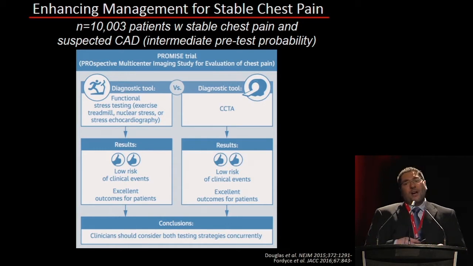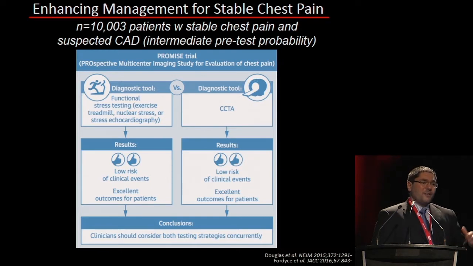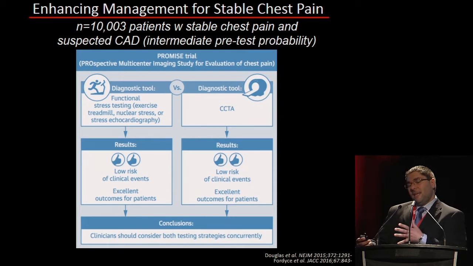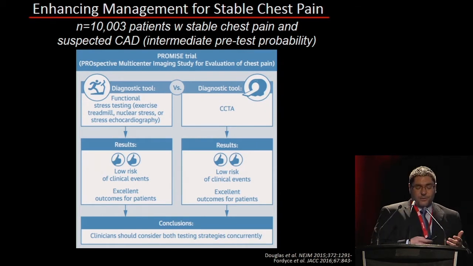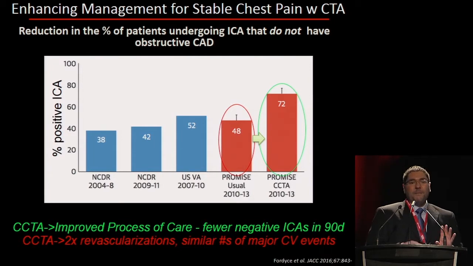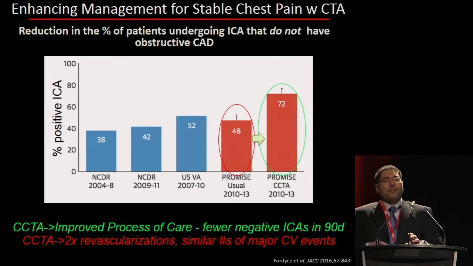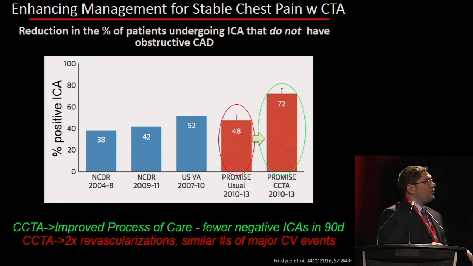There are a couple of trials that in the last few years have been published, and this is PROMISE, one of the trials, another one is SCOT-HEART. And each one looked at how CT can improve upon the management algorithm. And to make things simple, what they found with PROMISE was that you could save a lot of patients from having to have unnecessary angiograms.